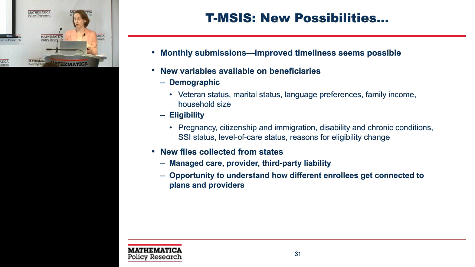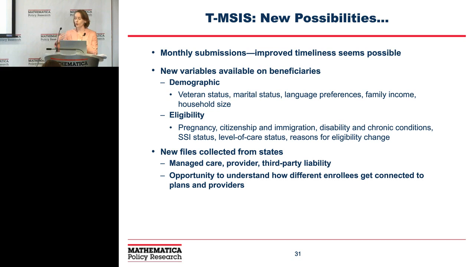There are new variables that are going to be available in TMSIS that will help us better understand the demographic characteristics of enrollees, as well as categories of eligibility that we didn't have specifically defined before, like pregnancy, detailed information on citizenship and immigration, SSI status, level of care status for people who might need nursing home care, and reasons for an eligibility change. So all of that's really exciting, just in the beneficiary information file.